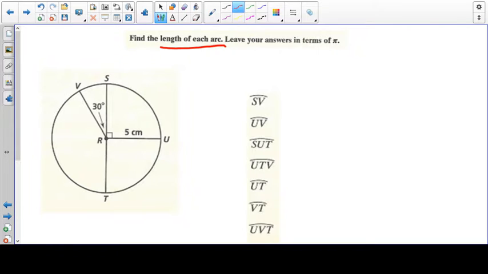So first I'm looking for SV. So SV is over here, and this is a nice, lovely spot. So I see this little angle is 30, so this must also be 30. So I'm going to have 30 over 360 times pi and my diameter. So if my radius is 5, my whole diameter has to be 10. So I'm going to have times 10 pi.